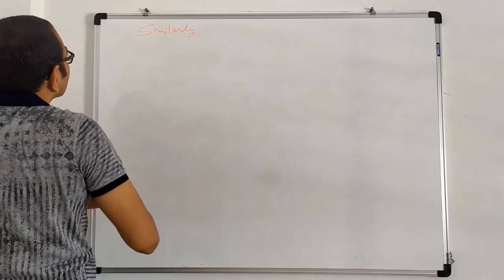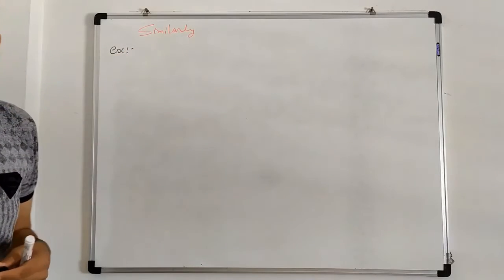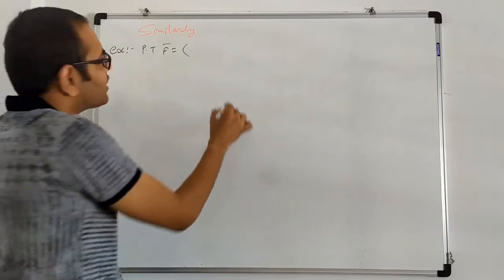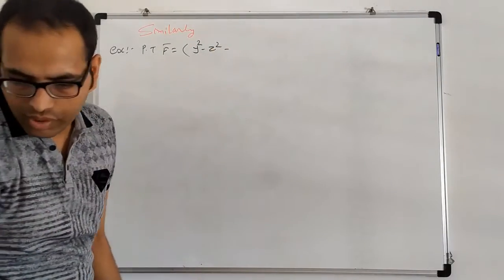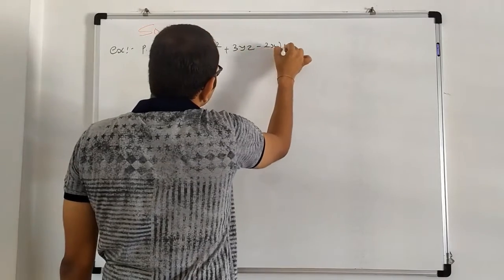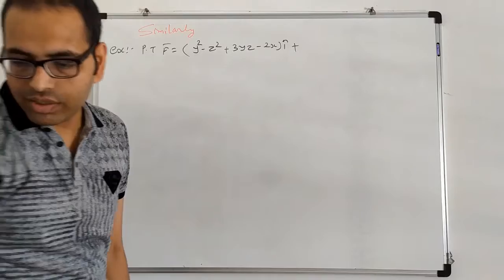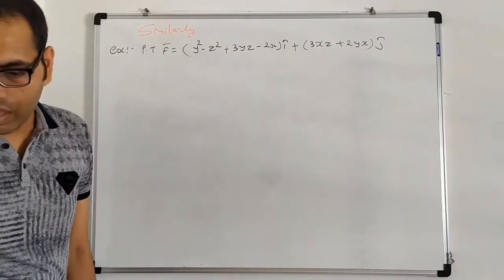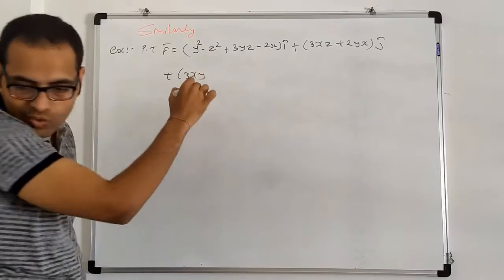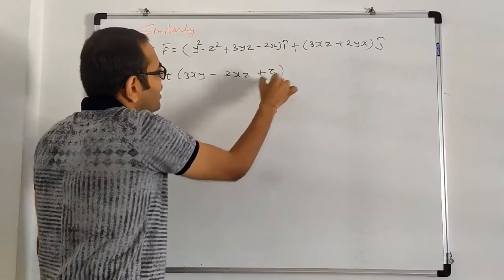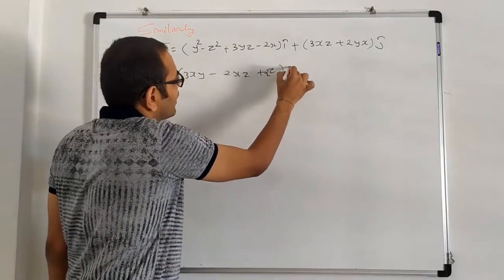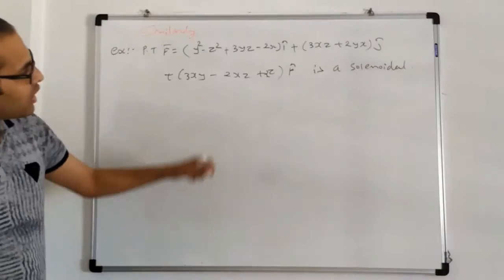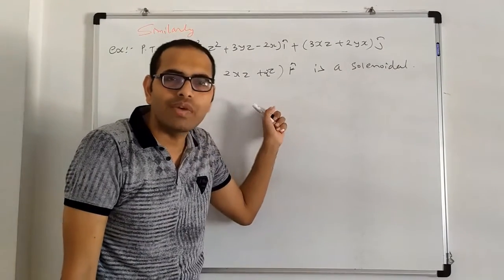Similarly, another example is: prove that f bar equal to (y square minus z square plus 3yz minus 2x) i cap plus (3xz plus 2yx) j cap plus (3xy minus 2xz plus 2z) k cap is solenoidal. Here the question says prove that f bar is solenoidal, then the answer must be 0.